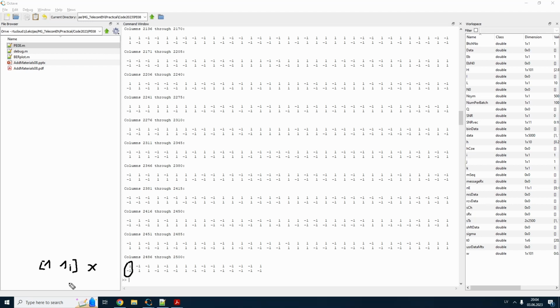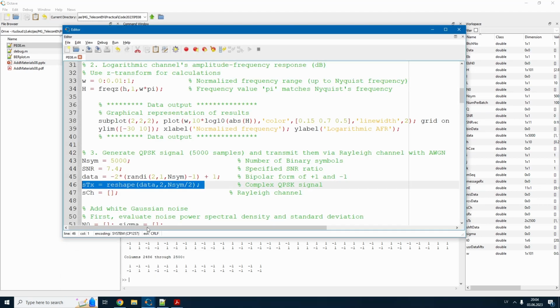Yes, so this way in a matrix multiplication 1 will be multiplied by the first row, 1i is going to be multiplied by the second row, and then they are going to be added up together. Yes, so we use matrix multiplication for this purpose. So we set the symbols 1 and 1i, we multiply it by reshape, and form a complex QPSK signal that way.